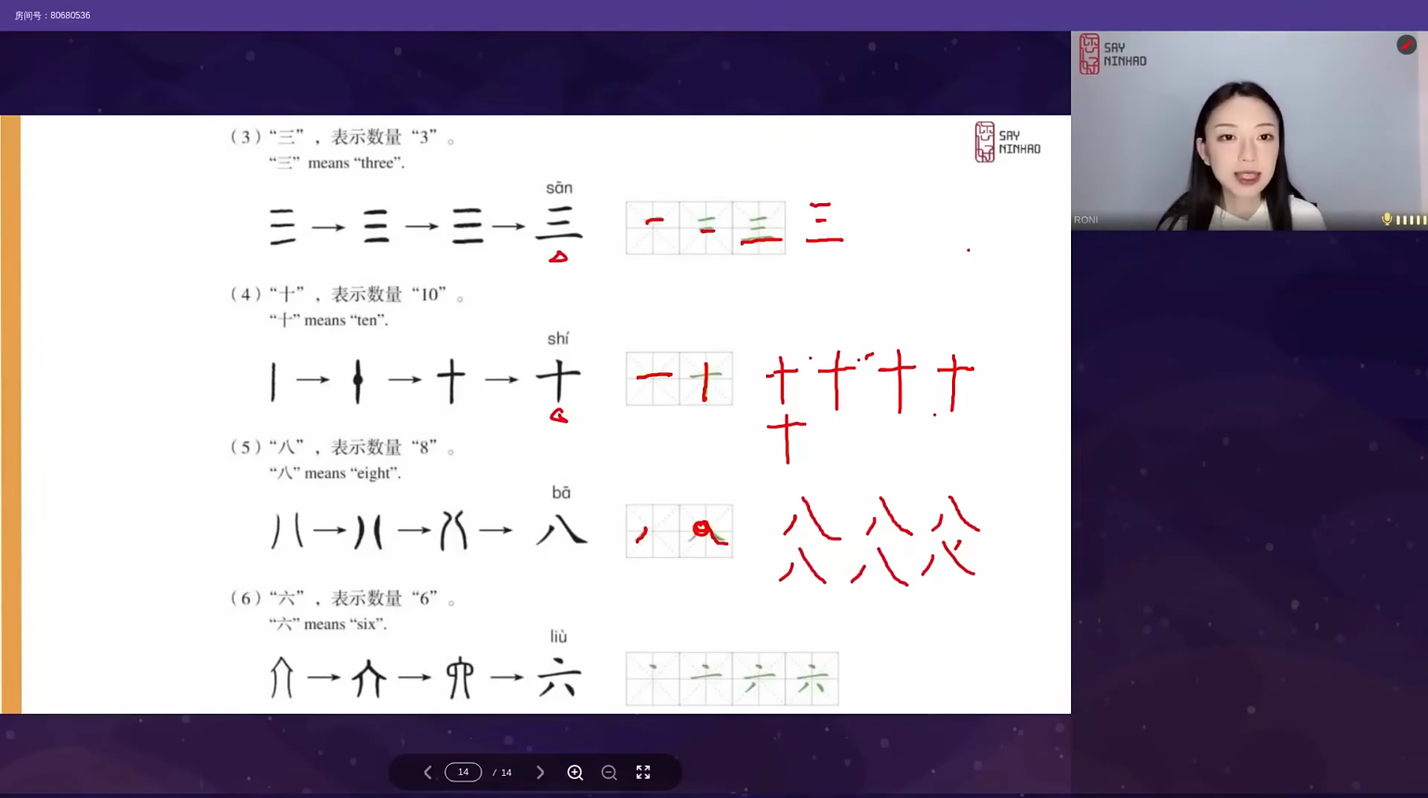The last one is 六, liù, which means 6. Read after me, please. 六. And let's see how to write it. First, there is a dot, and then a horizontal, and then a left falling, and then a dot. Try to write it ourselves. First, a dot, and then a horizontal, and then a short left falling, and then a dot. Try to write it again. Dot, horizontal, left falling, dot. 点横撇点. This is 6 in Chinese.